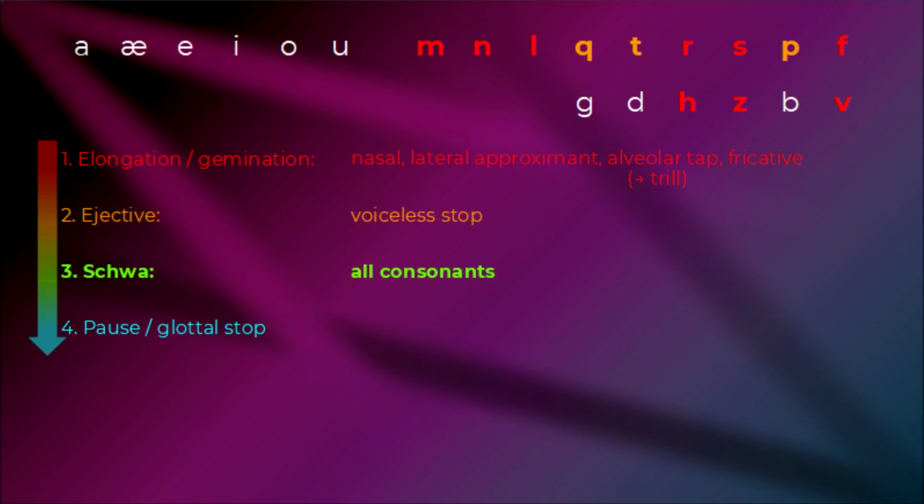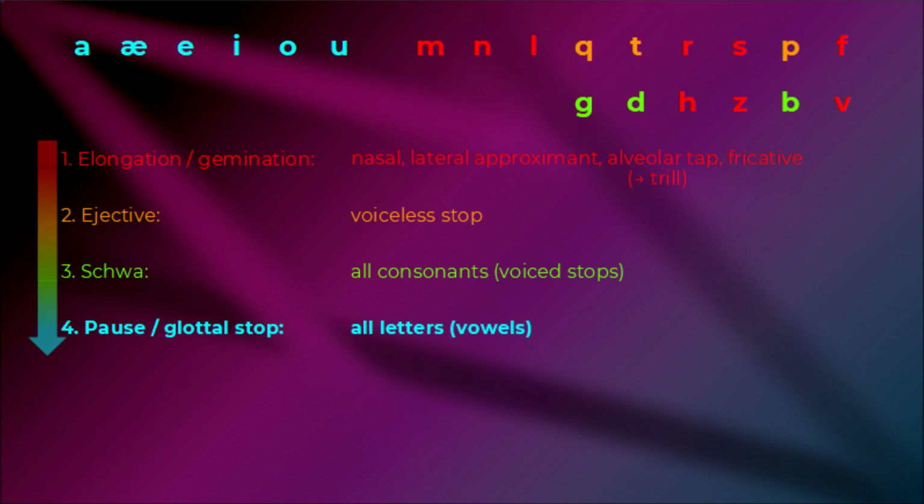Infixing a schwa or another unstressed semi-vowel may be done for all consonants, which means that this is the preferred method for the remaining consonants in the Ælis inventory. These are the voiced stops, G, D, and B. The last method is to simply split the syllables with a brief pause or a glottal stop. A glottal stop can be found in the word uh-oh. This technique can be used with all letters, which covers the remaining group, the vowels. So let's look at some examples.